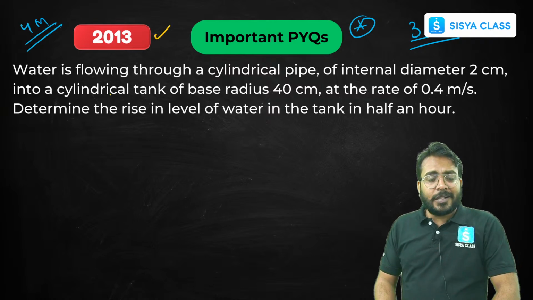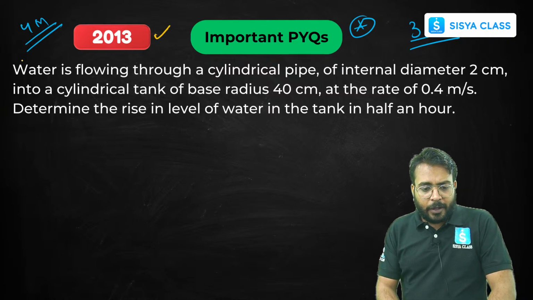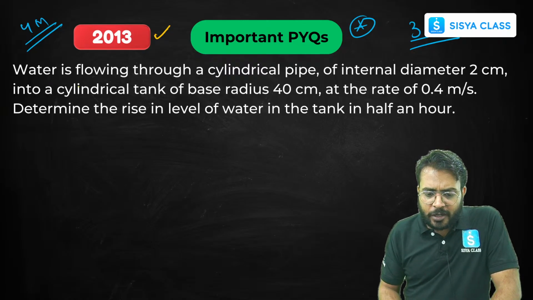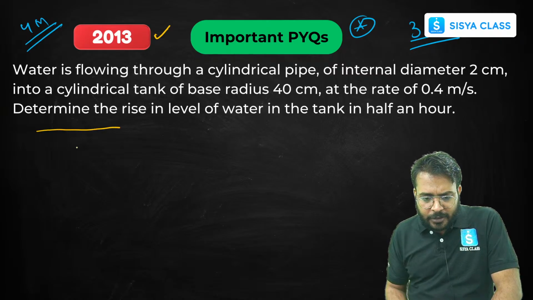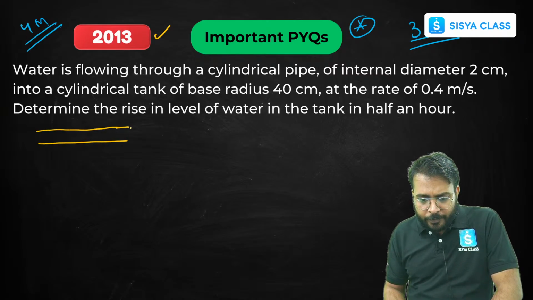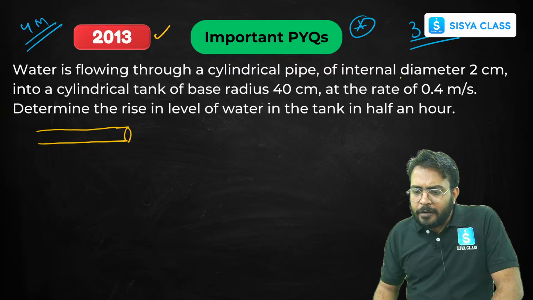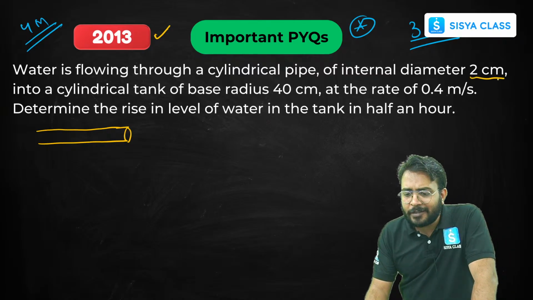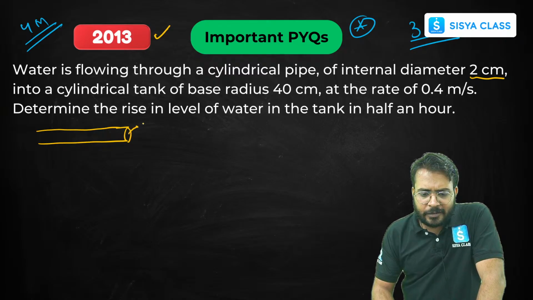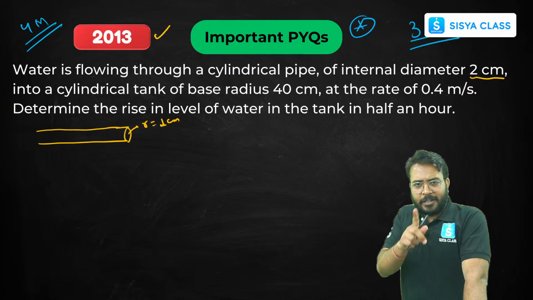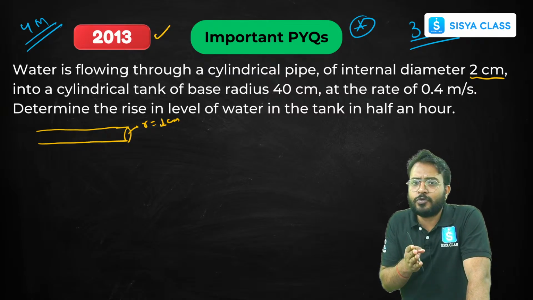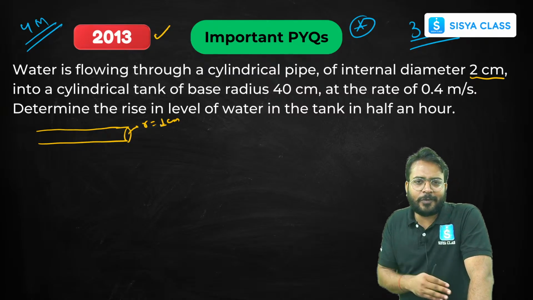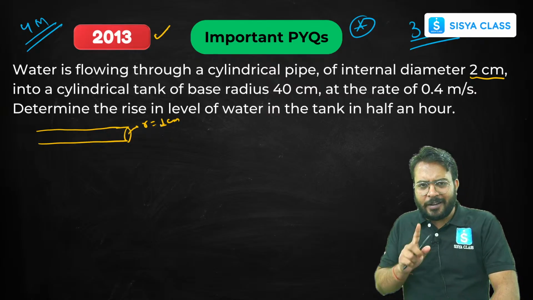This question has been asked in 2013. What they are saying: water is flowing through a cylindrical pipe. Suppose this is my cylindrical pipe, and they have given the internal diameter as 2 centimeter. So the radius is going to be 1 centimeter. I have directly written the radius because I will need radius, not diameter, in volume or surface area formulas.